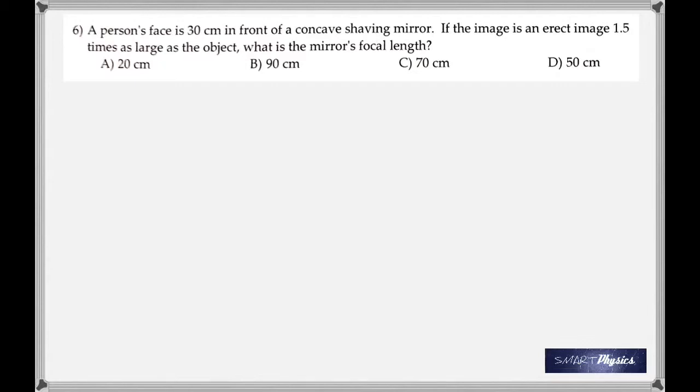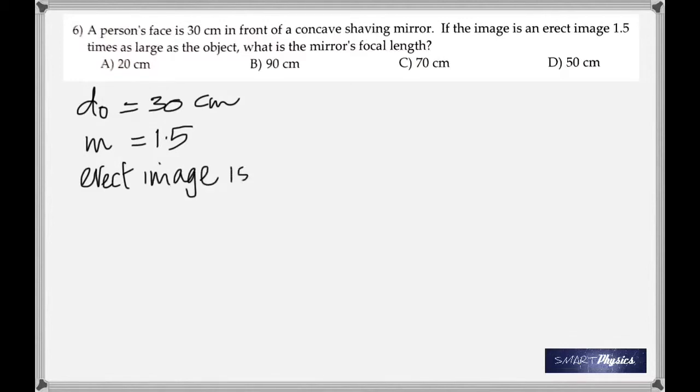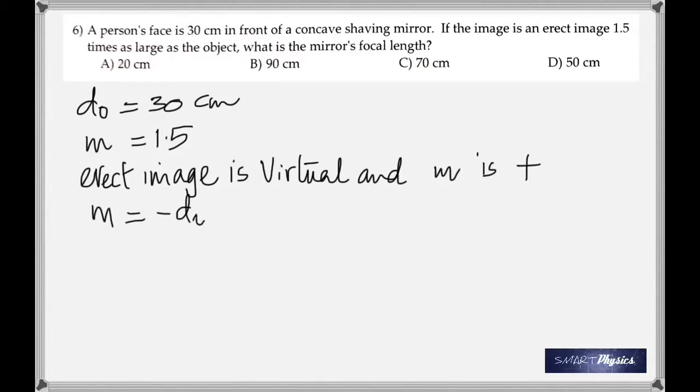A person's face is 30 centimeters in front of a concave shaving mirror. So that is DO. The image is an erect image. Now that means the upright image means it is a virtual image, because only the virtual image is upright. And for the virtual image, magnification is taken as positive. So it's 1.5. Erect image is virtual. Okay. M is positive for a virtual image. That's the formula for magnification.